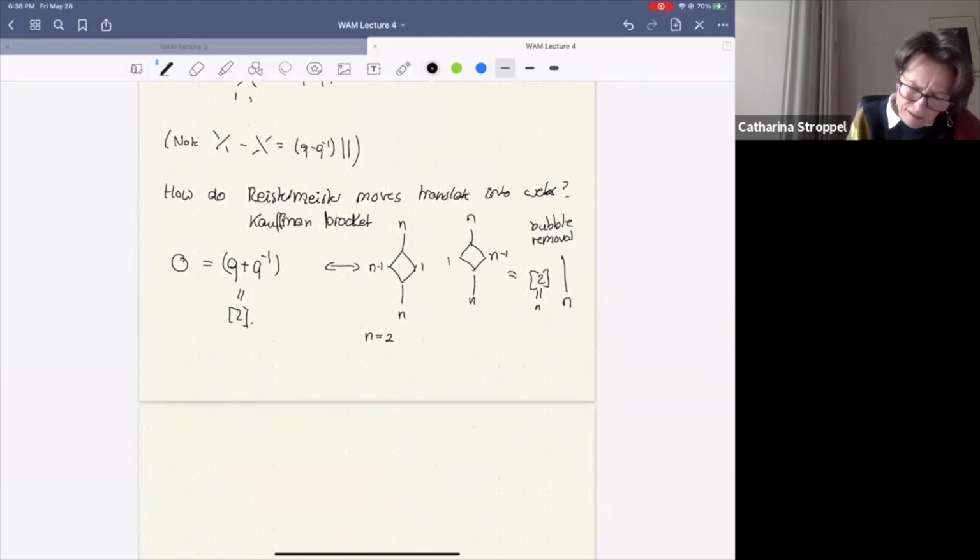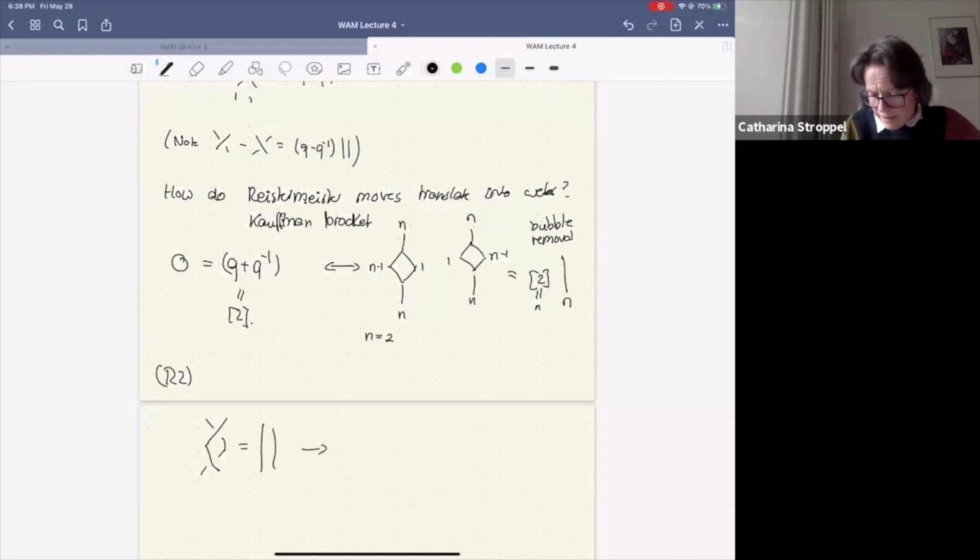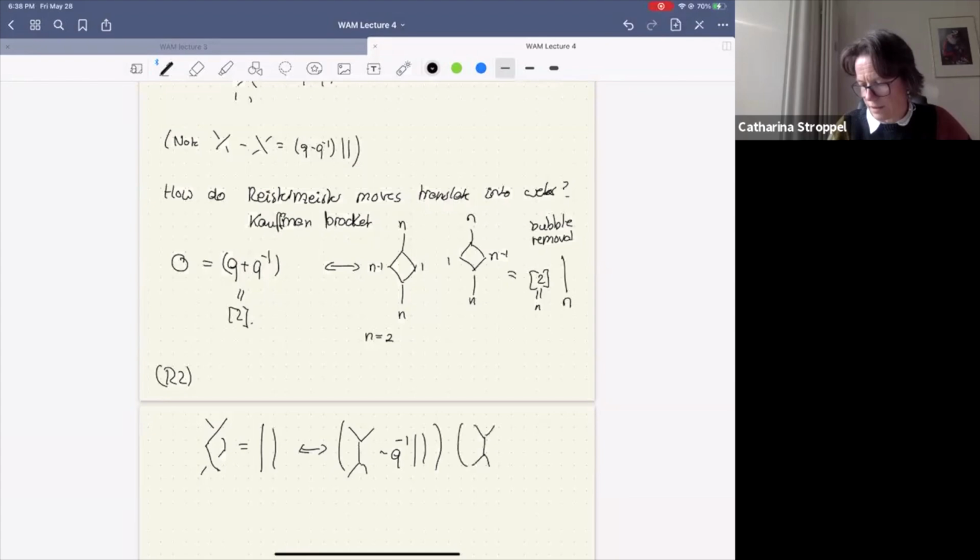So now let's do R2, the Reidemeister move 2. If I want to draw them in terms of knot diagrams, I have this one is equal to that one. And now I translate it into webs. When I translate it into webs, I have one crossing, which is replaced by that. And the other crossing was replaced by this one.